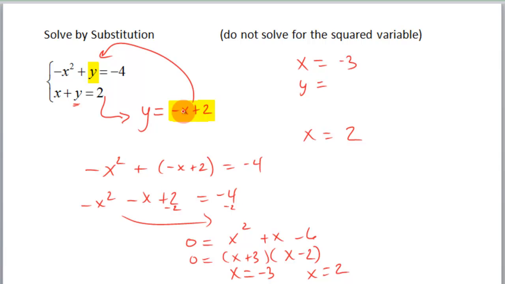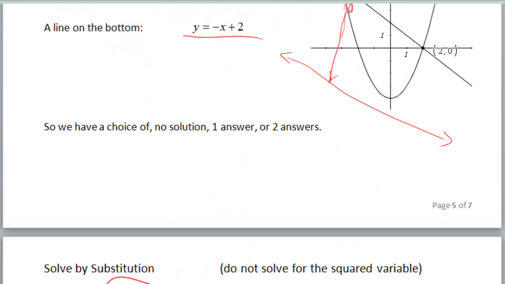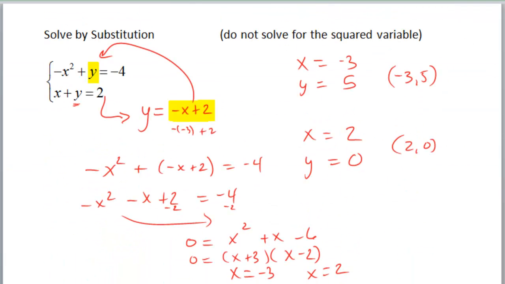The first one, if x is negative 3, the opposite of negative 3 plus 2, right? That would be 5. The other one, 2, right? Opposite of 2 plus 2 is 0. So the points 2, 0, and negative 3, 5 is where they intersect. Is that where it was? Negative 3, 5. Yep, and 2, 0. So that's solved through substitution.